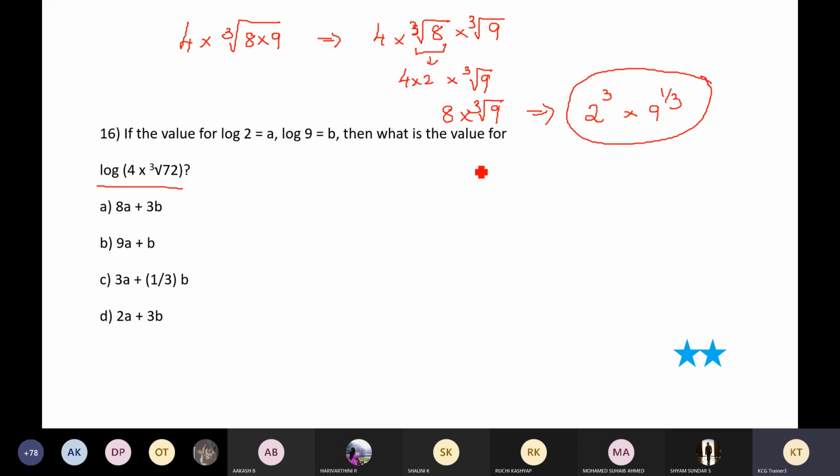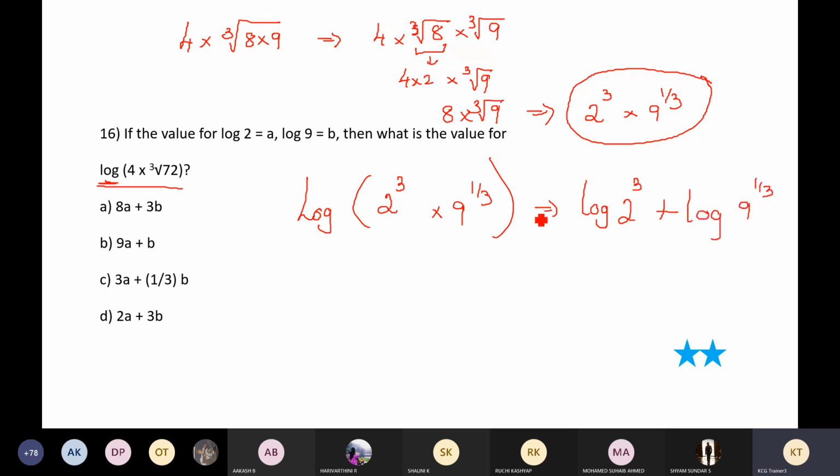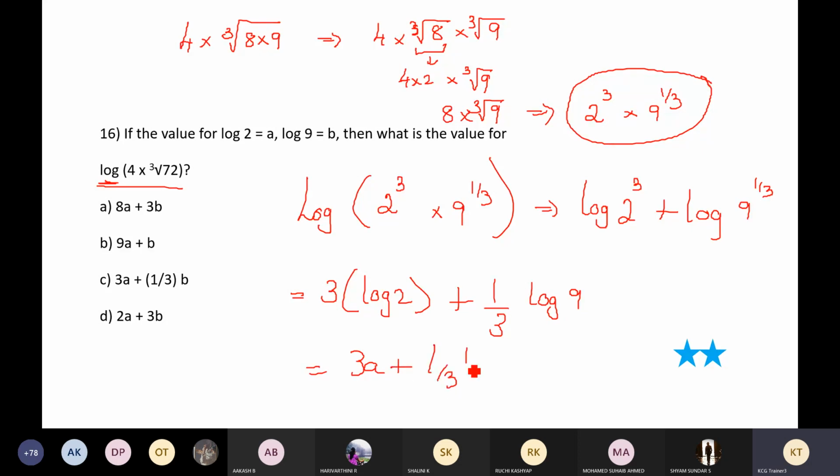Just take log in front because I missed out the log here, right? I'm supposed to take the log. So log of 2 cube into 9 power 1 by 3, which means log of 2 cube plus log of 9 power 1 by 3. So the power values will come to the front. 3 into log 2 plus 1 by 3 into log 9, which is 3a plus 1 by 3b.